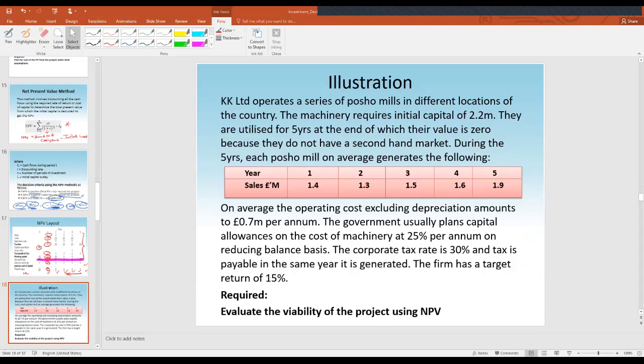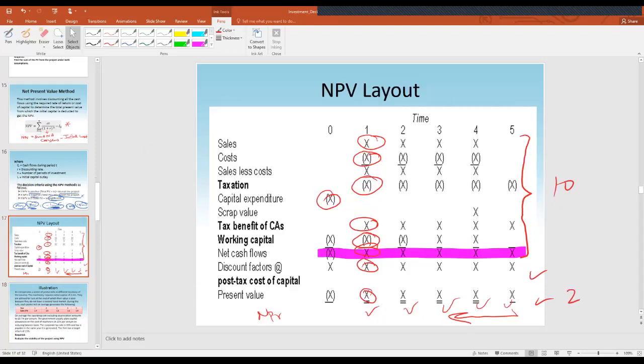Sir, a question. What is tax benefit on current assets? No, sorry, this is not current assets. This is tax benefit on capital allowances. You've done F6, taxation?